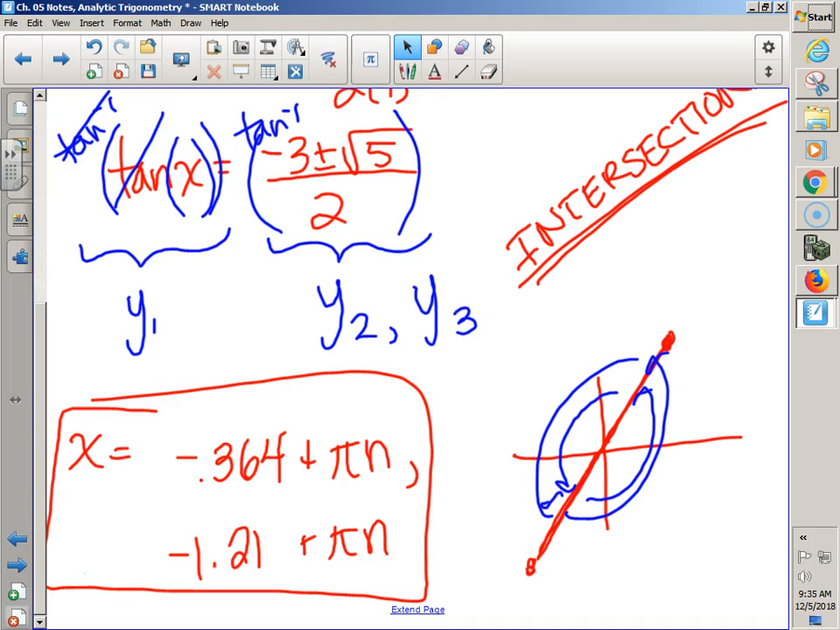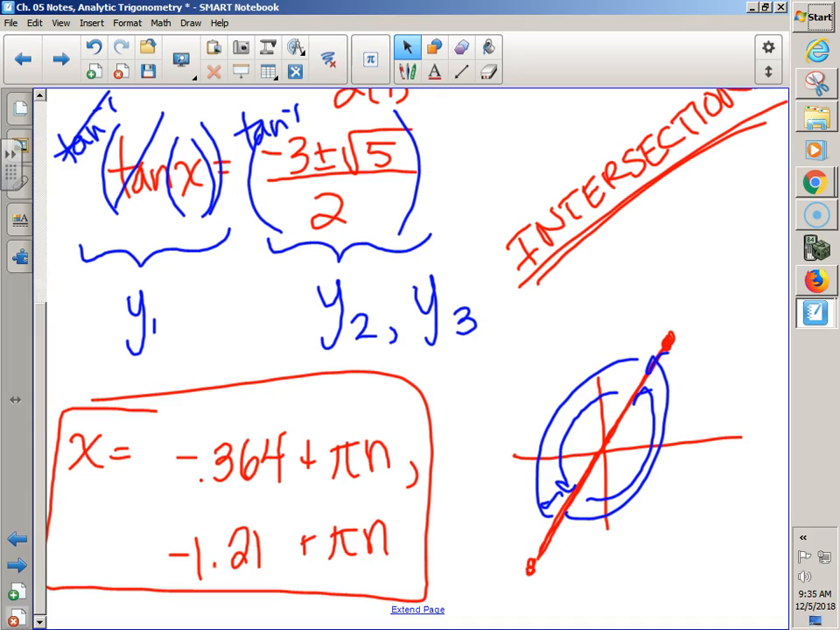Second quadrant, 5 pi over 6. I could do 5 pi over 6 plus 2 pi n. I could do 7 pi over 6 plus 2 pi n. I could do it, but I'm lazy. I don't want to write this and this and this and this, plus 2 pi n, plus 2 pi n, plus 2 pi n, plus 2 pi n.